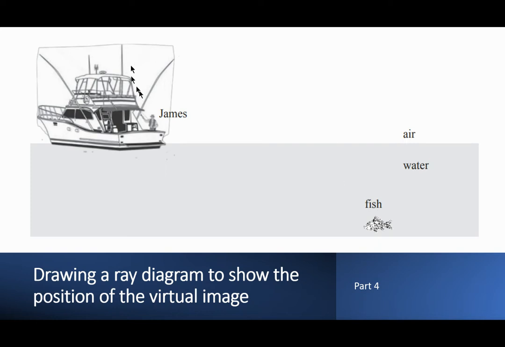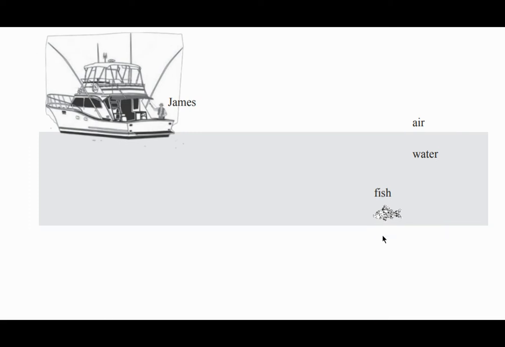So it's again from a past 90938 paper. Here we've got somebody that sees a fish, but he's not actually seeing the fish in this position. So where is he actually going to see this fish? So let's start and we do the same thing as we did before.